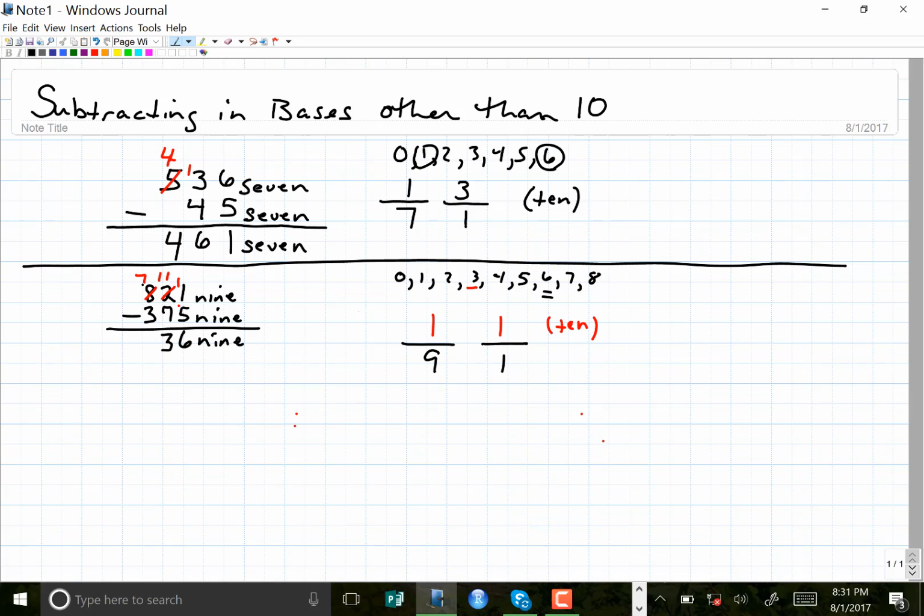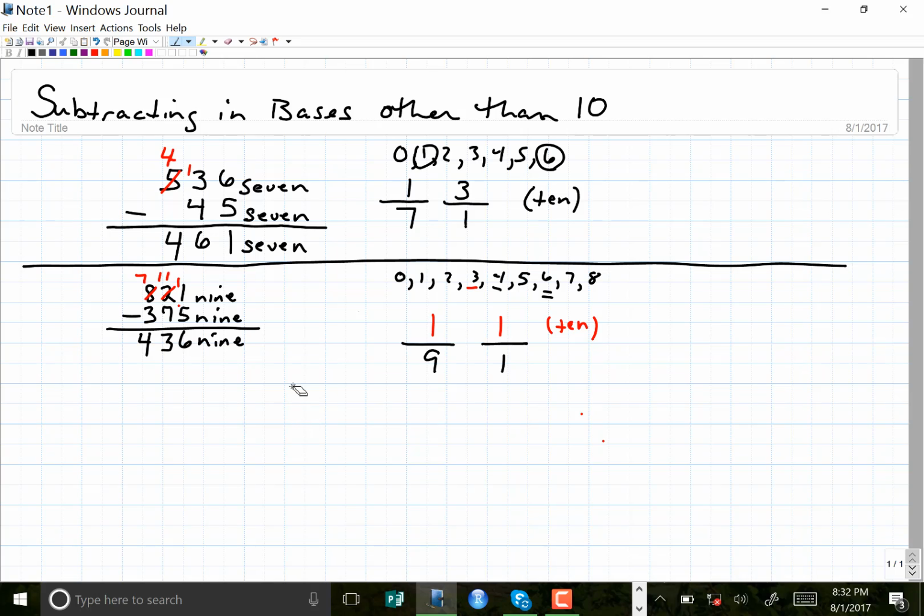And then finally we come to 7 minus 3, and this can be done because 3 is less than 7, so 7 minus 3 is 4. 4 is a legitimate base 9 number, and so we write it down. And so now we've done it. 821 base 9 minus 375 base 9 is equal to 436 base 9.